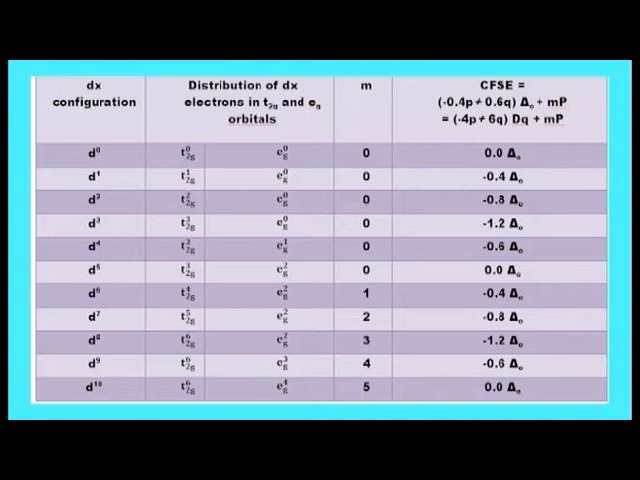Similarly, the same type of calculation can be done for all other configurations, and the same is summarized in the table shown on your screen. You can see CFSE is either 0 or a negative value. This means in each and every case, a molecule in octahedral geometry gives either more stability or at least equal stability with respect to the spherical arrangement of 6 ligands, and this is why molecules orient themselves in an octahedral arrangement rather than a spherical arrangement.